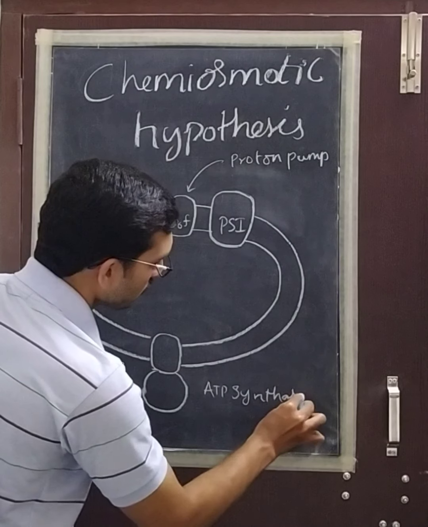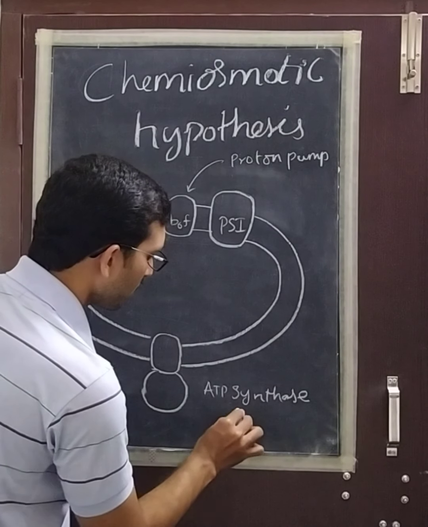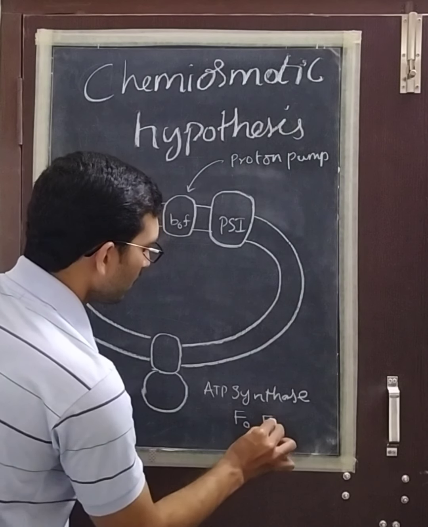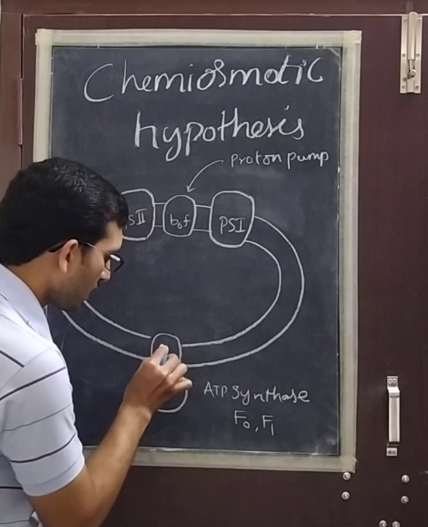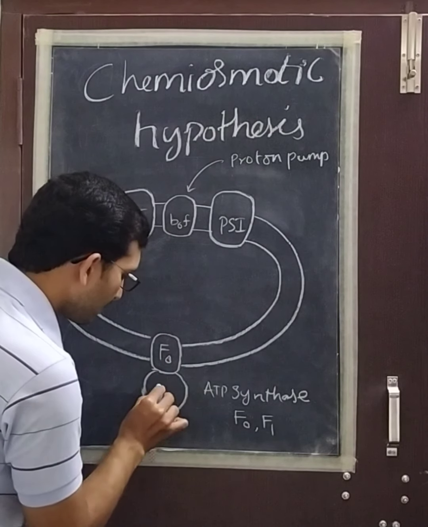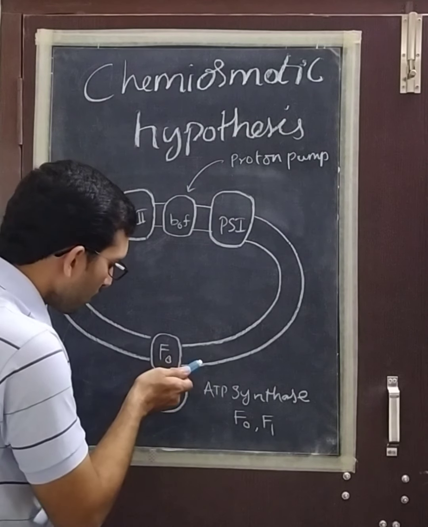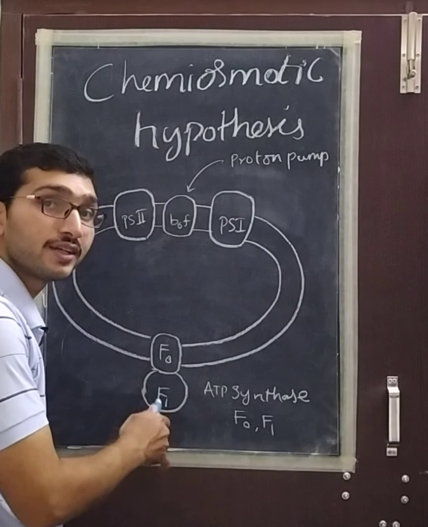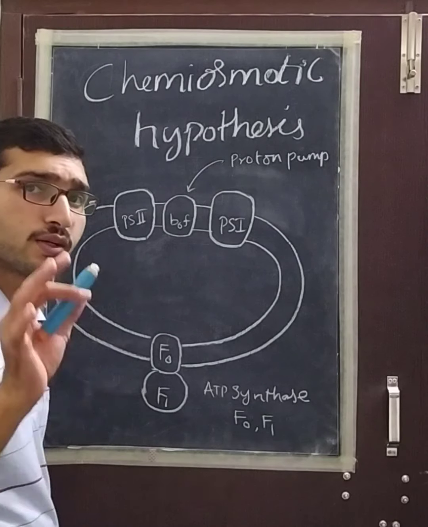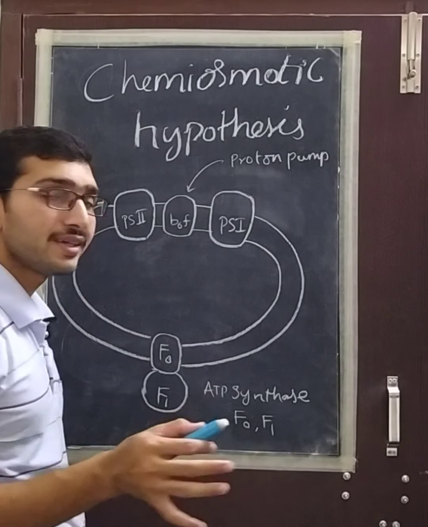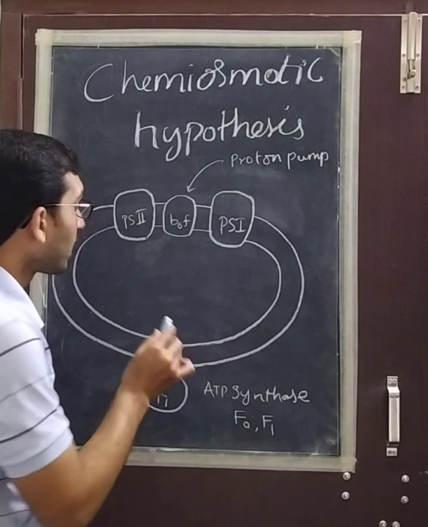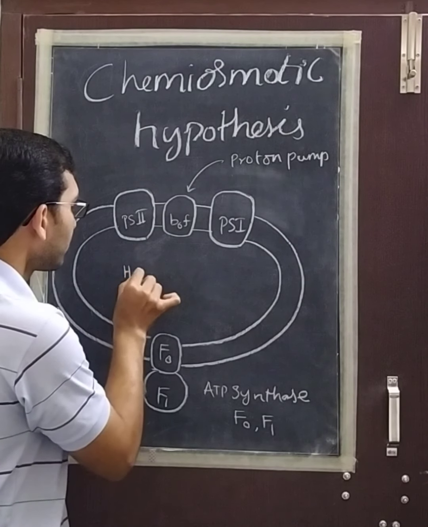synthase. So ATP synthase is made up of two parts, that is F0 and F1 particle. F0 particle is located on the membrane, whereas the F1 particle is protruded outside and it is towards the stroma. So now let's see, inside the chloroplast, in the lumen of the thylakoid, water is accumulated.